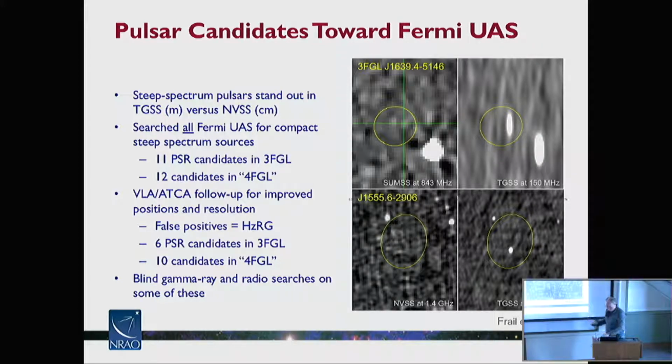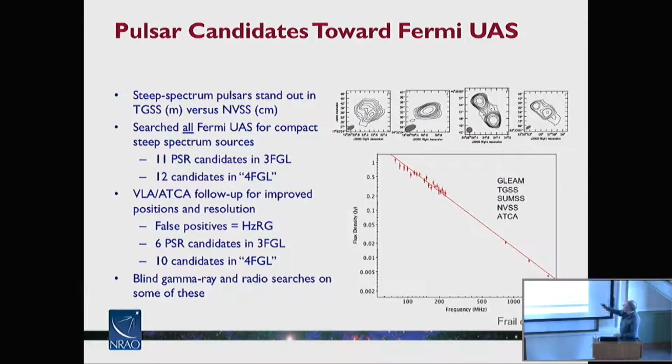At the end of that analysis, here's some of the VLA follow-up and the ATCA follow-up. These are rejects, probably redshift 4 AGN, boring stuff. So we ended up with some false positives. We have 6 pulsar candidates in 3FGL and 10 more in the 7-year catalog. Some of them are extremely well studied and have been known about for years. This one here had data from 5 separate surveys, showing its minus 1.7 or minus 1.8 spectral index all the way.